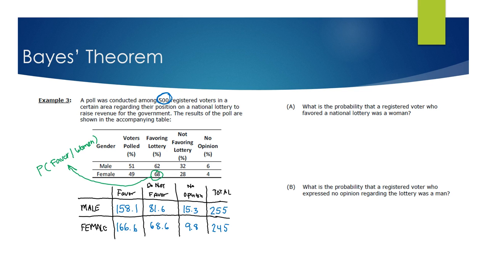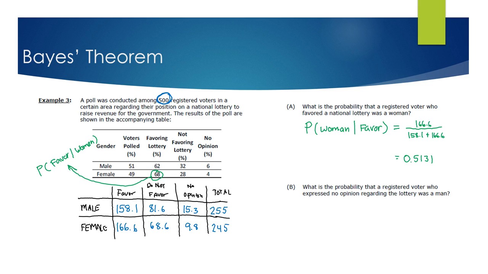Because some people would say the answer to part A was this, 68%. Well, that's the probability that somebody is in favor of the lottery given that they are a woman. That is not what we're looking for in Part A. In Part A, we're looking for the probability that a person is a woman given that they favor the national lottery. That's a different circumstance.